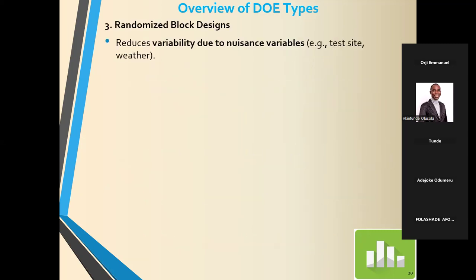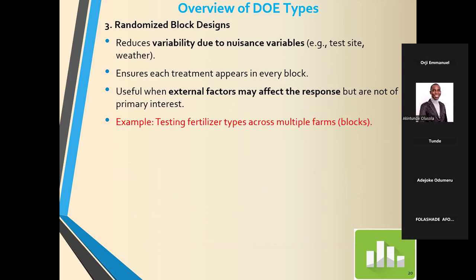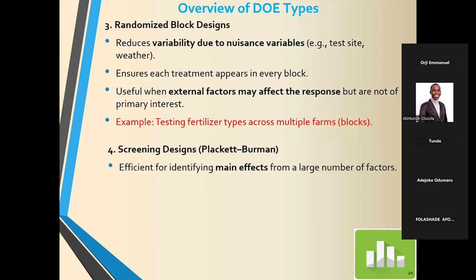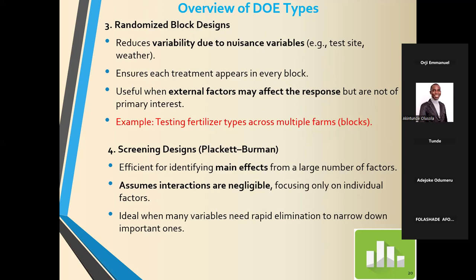Other ones are randomized block, which is used in testing fertilizer types across multiple farms. We also have screening designs from Plackett-Burman. This is efficient for identifying main effects from a large number of factors, which assumes interactions are negligible, focusing only on individual factors. This is ideal when many variables need rapid elimination to narrow down important ones. The example is screening 11 formulation ingredients with only 12 experiments.